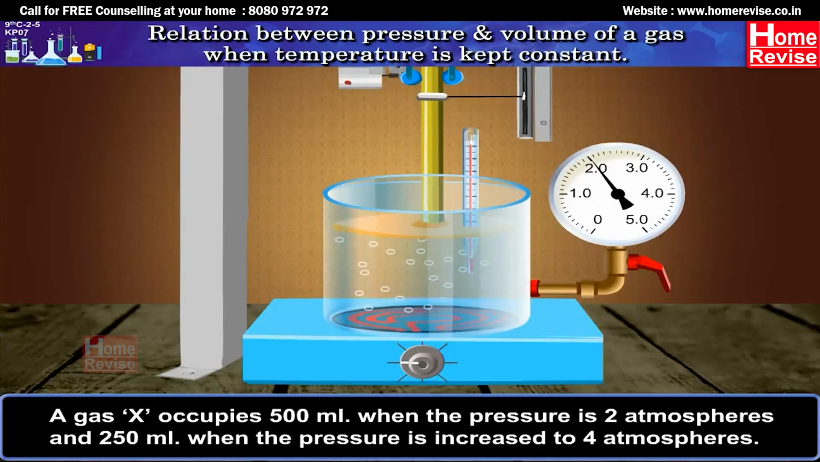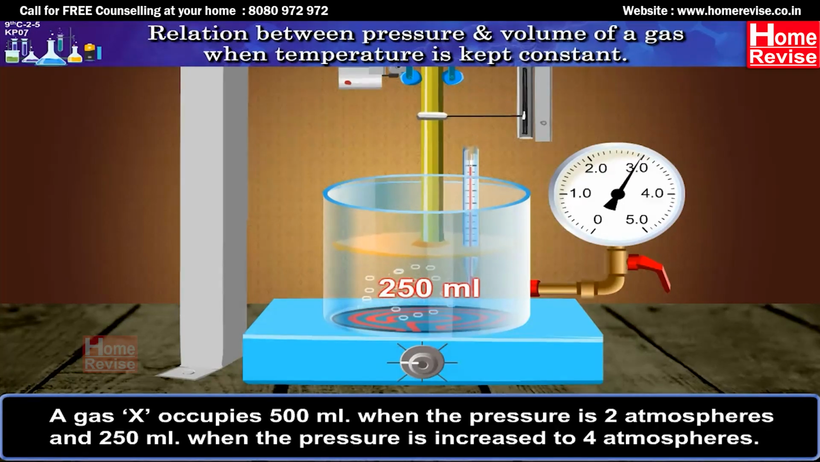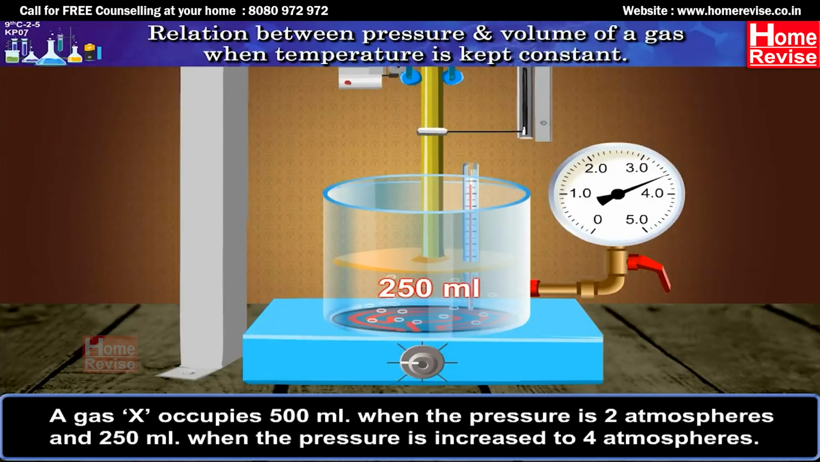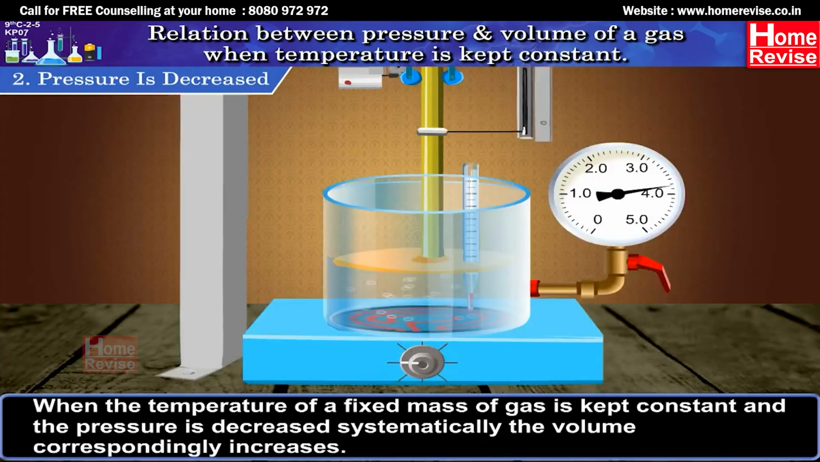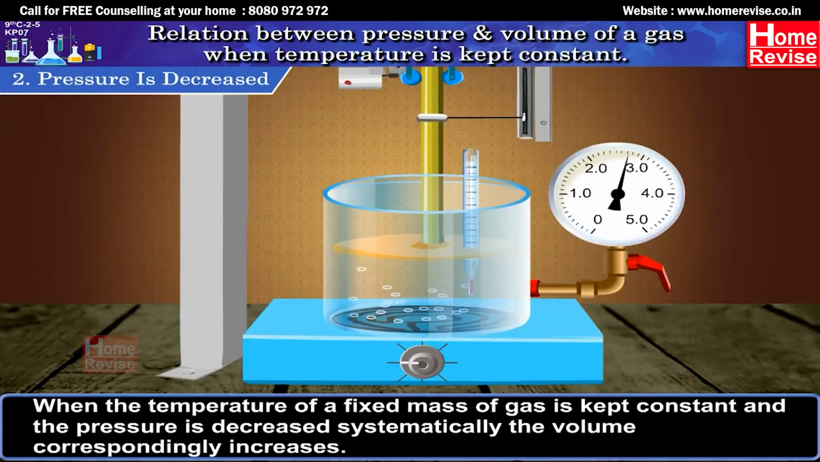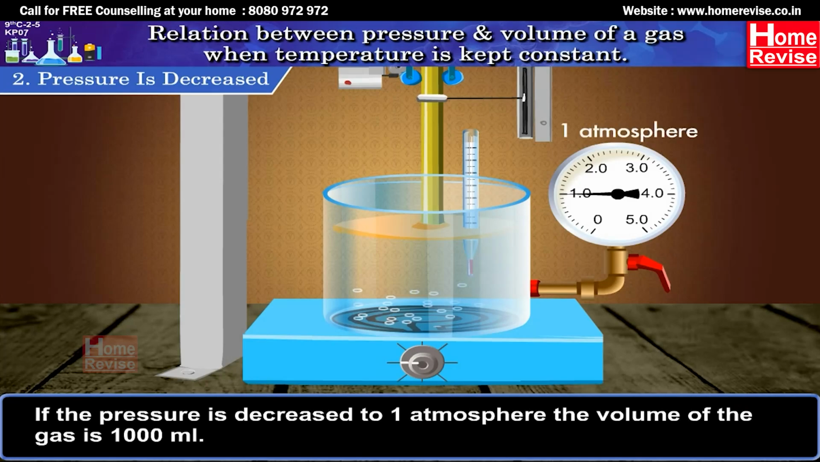A gas X occupies 500 milliliter when the pressure is 2 atmospheres and 250 milliliter when the pressure is increased to 4 atmospheres. 2. Pressure is decreased. When the temperature of a fixed mass of gas is kept constant and the pressure is decreased systematically, the volume correspondingly increases. If the pressure is decreased to 1 atmosphere, the volume of the gas is 1000 milliliter.